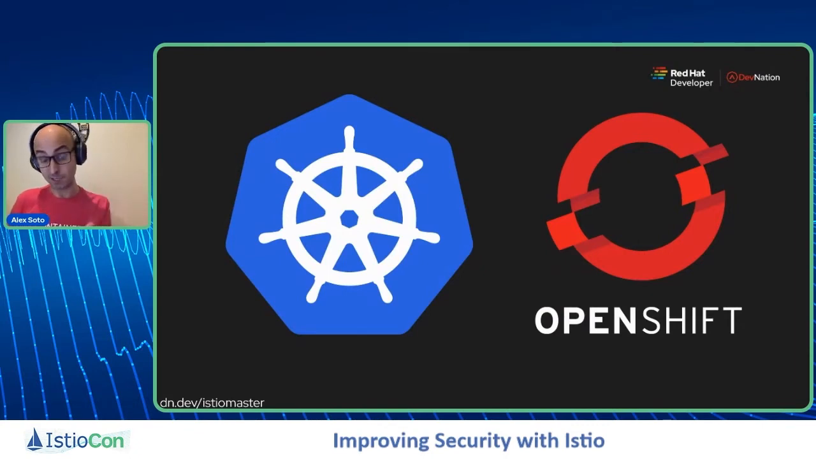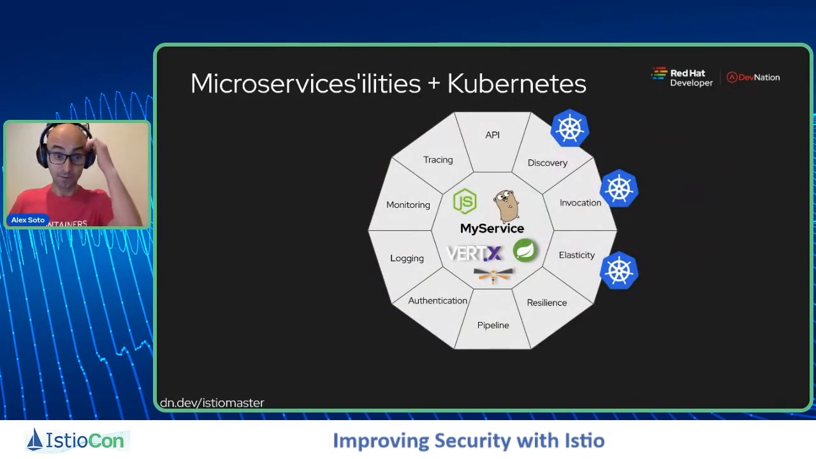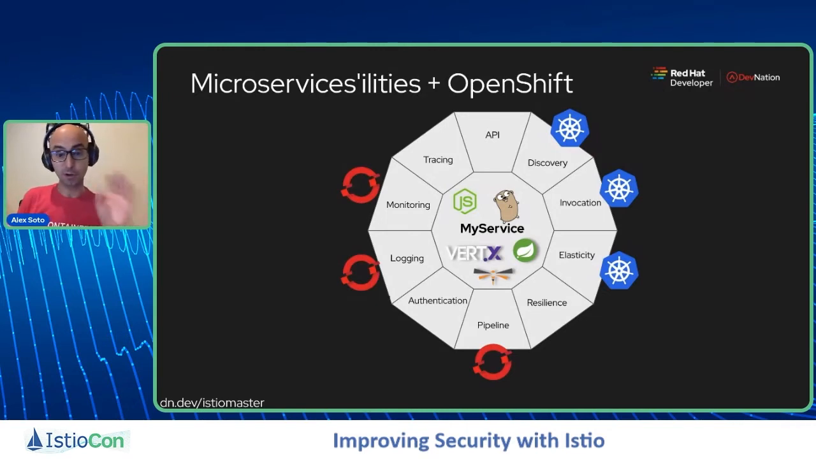But thanks to Kubernetes and OpenShift, which at the end is just an implementation of Kubernetes, some of these microservices features are implemented on the platform. For example, in Kubernetes we have discovery and invocation implemented thanks to the concept of a Kubernetes service. We also have elasticity, because you just need to do kubectl scale, and Kubernetes will take care of scaling up and down, or you can even use automatic scale ups and scale downs. Monitoring, logging, and pipeline are also covered. But notice that there are still some missing pieces here: resiliency, authentication, tracing, for example, or API.